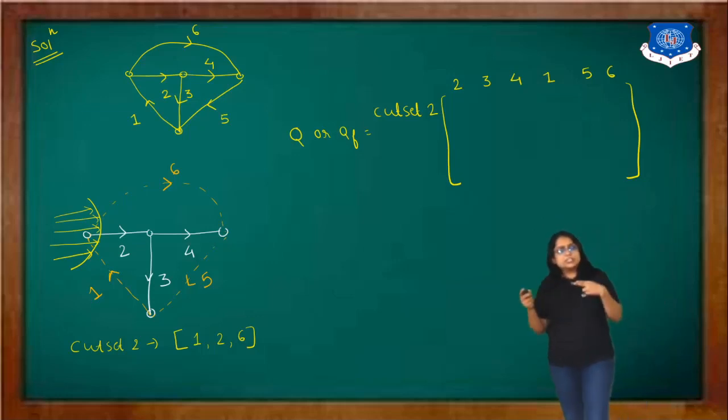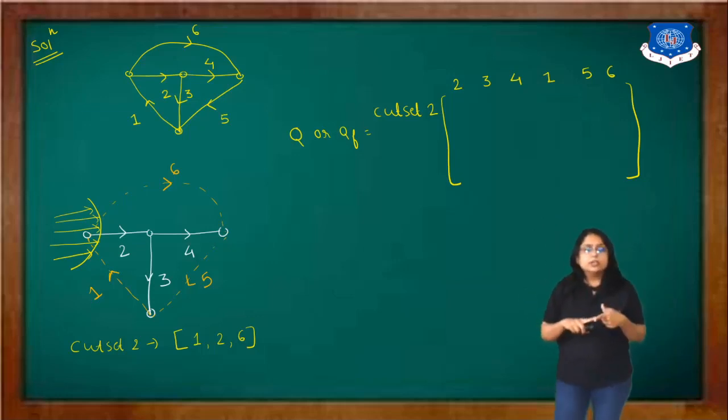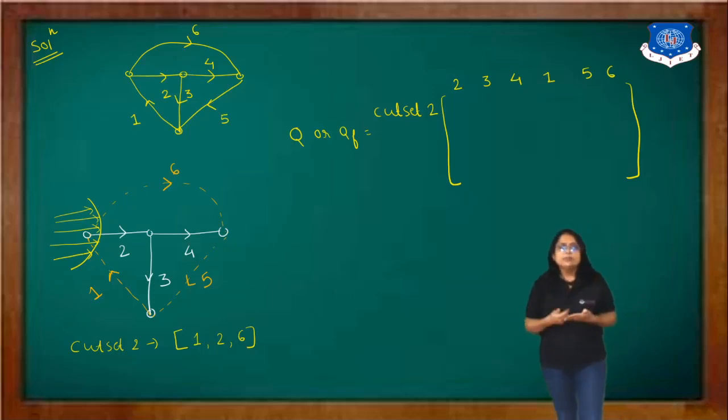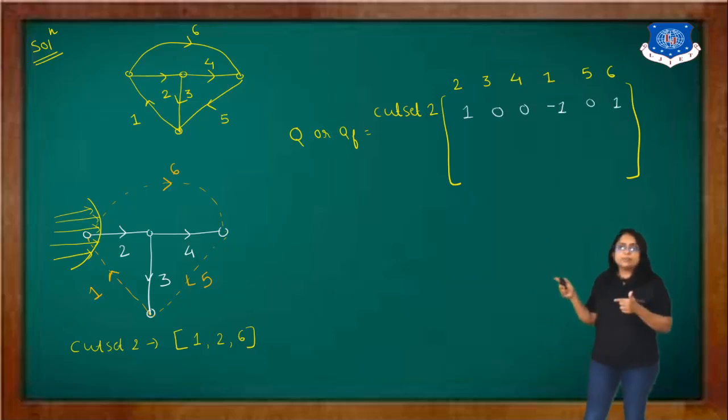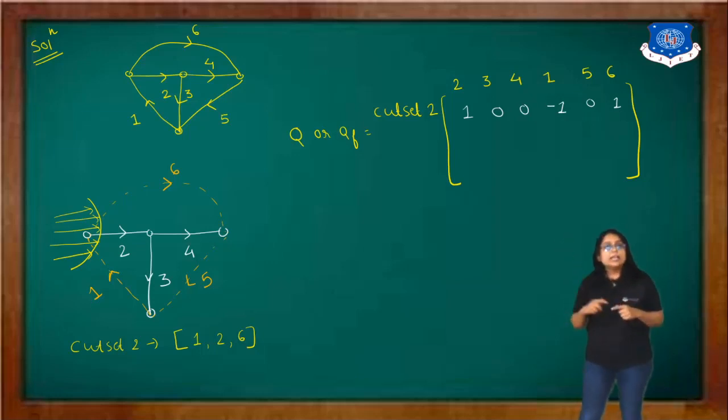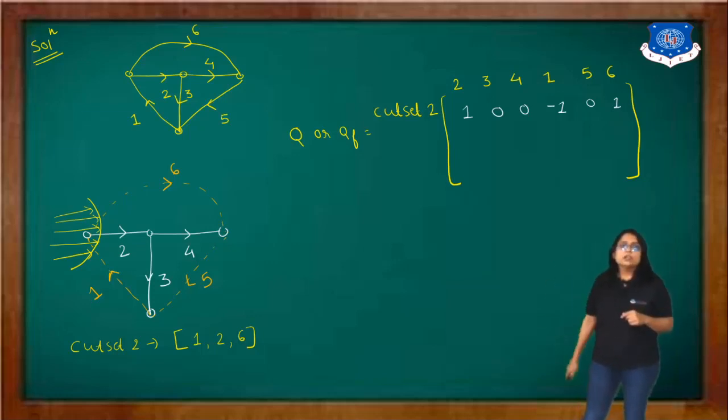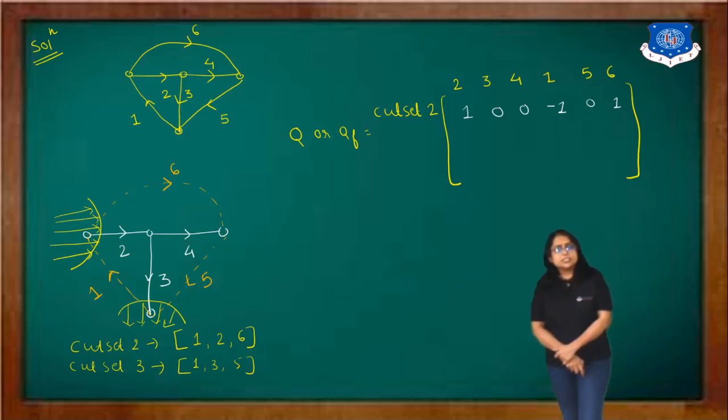Now, if the direction is the same, you just make it +1. If the direction is reverse, then -1. And if that branch is not there in the cut, then it's a 0. See here, the direction of 2 is the same as the cut direction, +1. Then the direction of 1 is different, so it's -1. And the 6 is the same, so it's +1. Remaining are 0. Now make another cut for cut set 3.